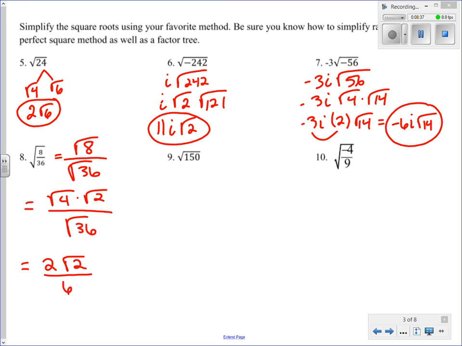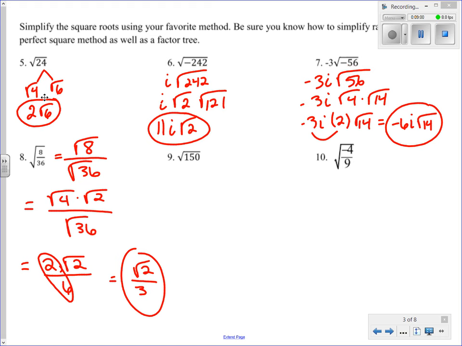Now, we're not quite done. Right here, we need to break that down. We need to simplify that, okay? 2 goes into 2 once, okay, and it goes into 6 3 times. So we reduce 2/6 to 1/3. You don't have to have the 1 in front, okay? You can easily get rid of that and have radical 2 over 3 as your answer.